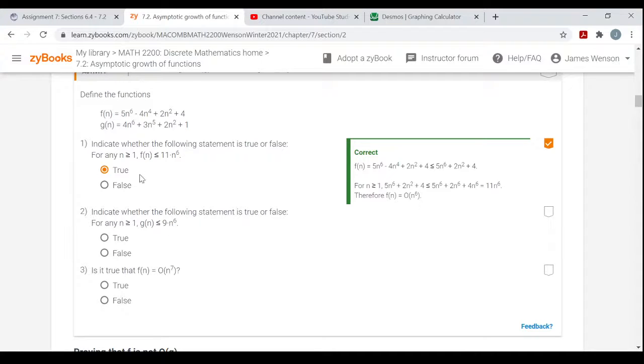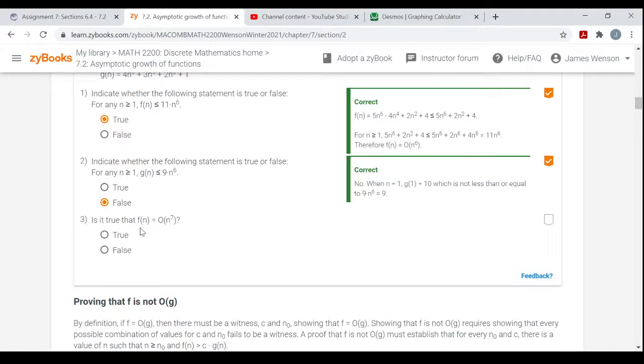All right, now I'll say this though. This function g would eventually be less than 9n to the 6th because the lead coefficient's higher, but not at n equals 1. It'll be a little later on down the road. But if I replace 9 with 10, then this would be true for n greater than or equal to 1, right? So this is false. You can check it: when n equals 1, g is 10, but this right side would be 9. That wouldn't be a true statement.